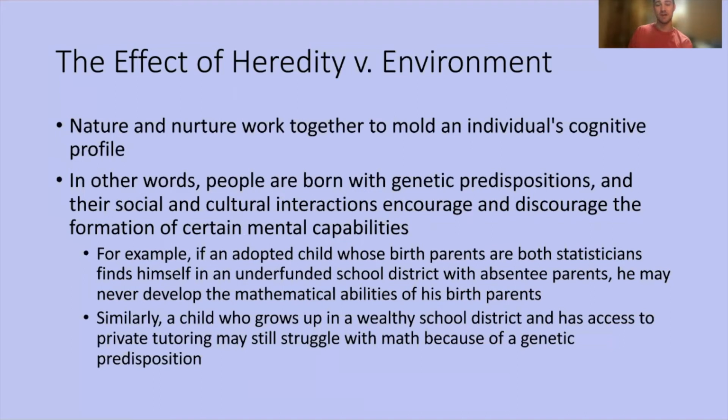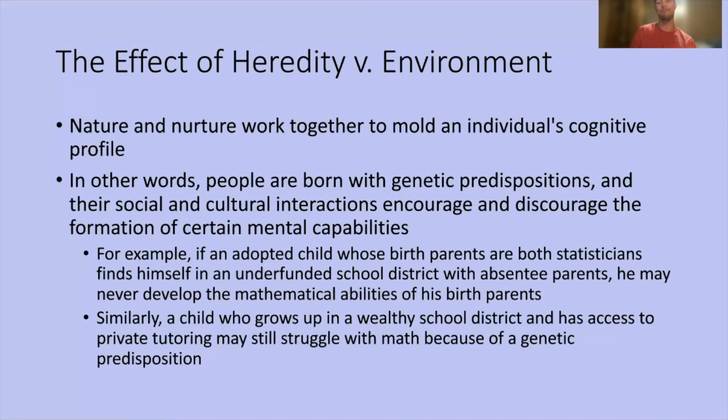So for example, if an adopted child whose birth parents are both statisticians finds himself in an underfunded school district with absentee parents, he may never develop the mathematical abilities of his birth parents. If both of his parents are very good at math, we may assume they have a genetic predisposition to math, to enjoy it. They have higher cognitive functioning. There is a good chance that if both of them have that, they would pass that genetic predisposition down to their child. However, if this child were adopted, or placed in foster care, in an underfunded school district where he wasn't getting the right access to resources to improve this ability while he was growing, he may never develop those mathematical abilities. So he has the genetic predisposition to it, but the environmental factors aren't there.